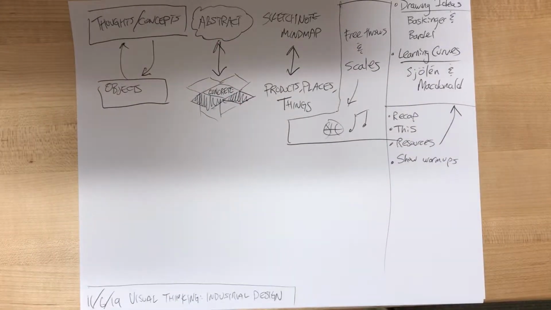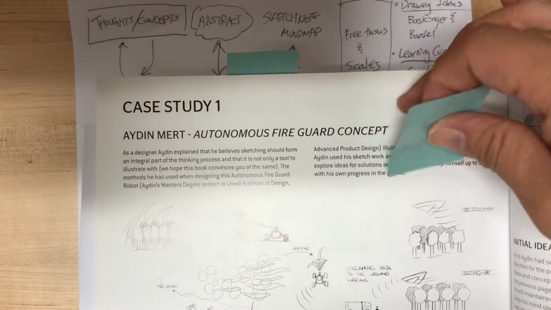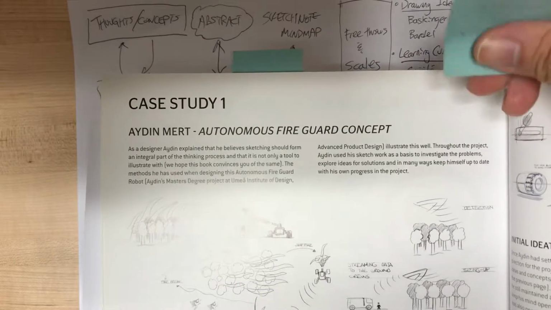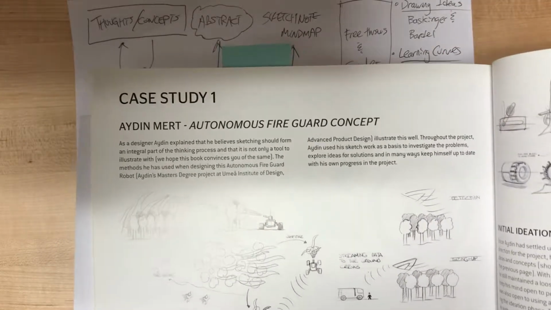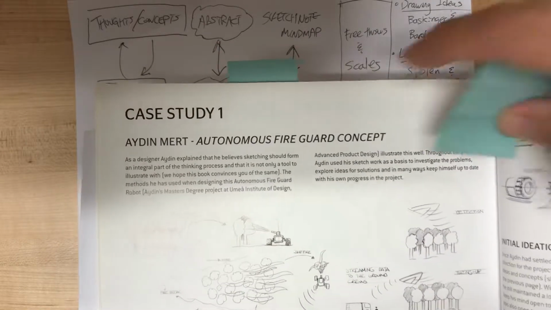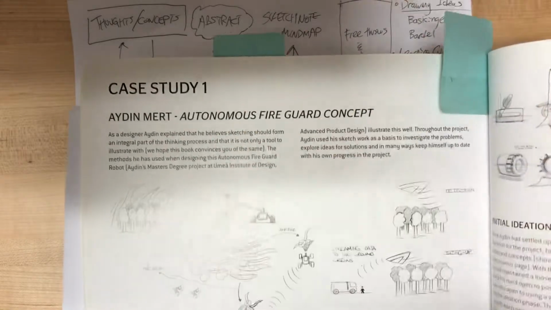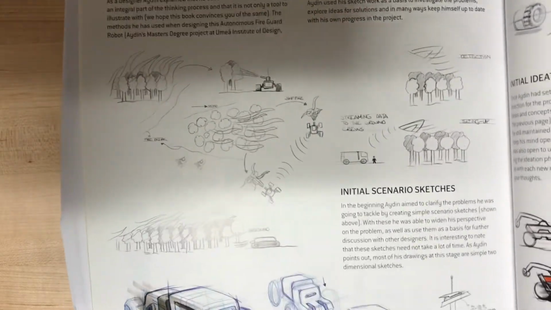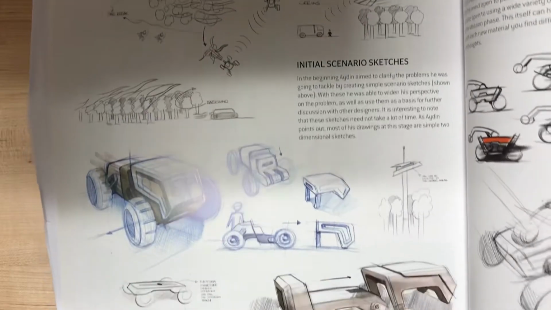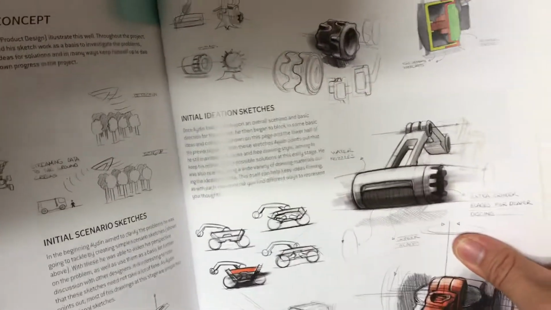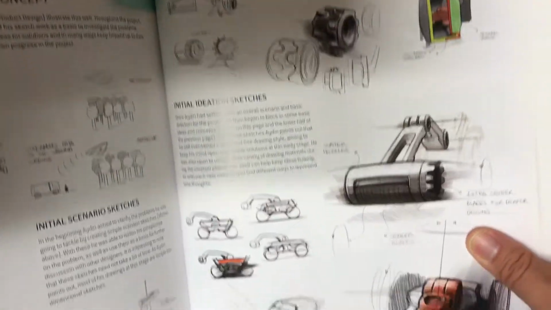Let me just flip to another point in this book. They do some case studies in the back here. So here, this student has been given the task of designing an autonomous fire guard. You could take a look at what this means. So you see some initial pencil sketches, then some more renderings, talking a bit more about how this concept will work.